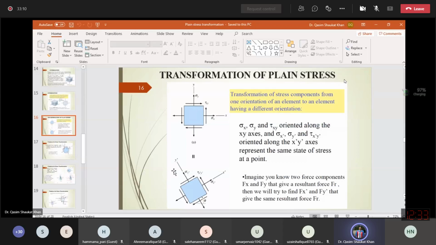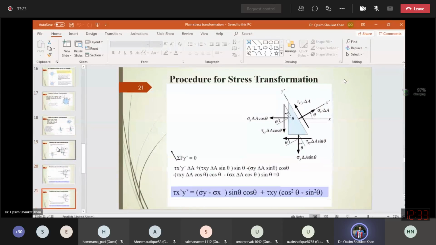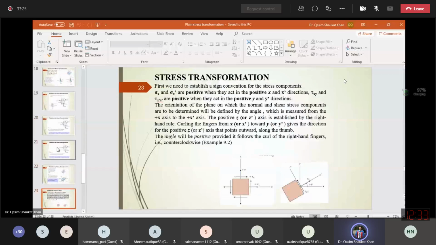There are a few more definitions which I want to discuss, because the derivation for the transformed normal stresses I don't want to start at present. This we will do in a complete 2 hours lecture. So there is some sign convention which we can discuss. First we need to establish a sign convention for the stress components.